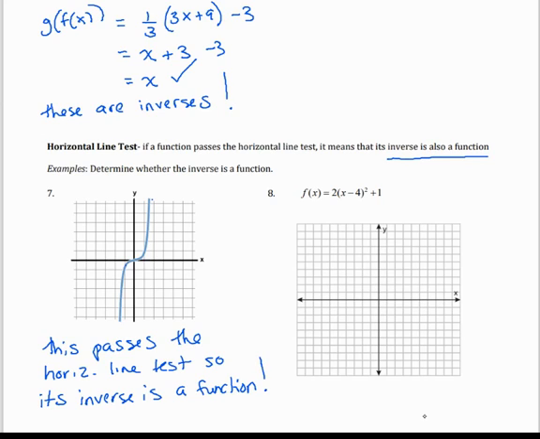Okay? So for number 8, you're given an equation. How would I know if its inverse is a function? Well, we could go find the inverse, then go graph it, and then use the vertical line test, or we can just simply graph this guy, which you should all be pros at now, and then use the horizontal line test. If it passes, then its inverse is a function. If it doesn't, its inverse is not a function.